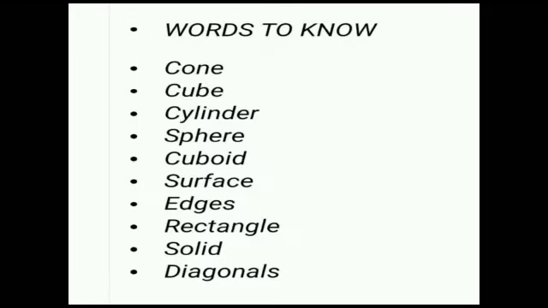Let us know the words. First one is cone. C-O-N-E, cone. Cube. C-U-B-E, cube. Cylinder. C-Y-L-I-N-D-E-R, cylinder. Sphere. S-P-H-E-R-E, sphere. Cuboid. C-U-B-O-I-D, cuboid. Surface. S-U-R-F-A-C-E, surface. Edges. E-D-G-E-S, edges. Rectangle. R-E-C-T-A-N-G-L-E, rectangle. Solid. S-O-L-I-D, solid. Diagonals. D-I-A-G-O-N-A-L-S, diagonals.